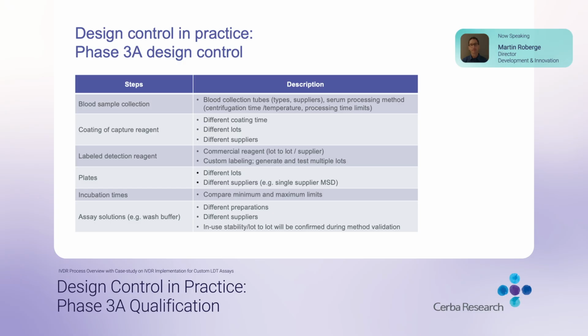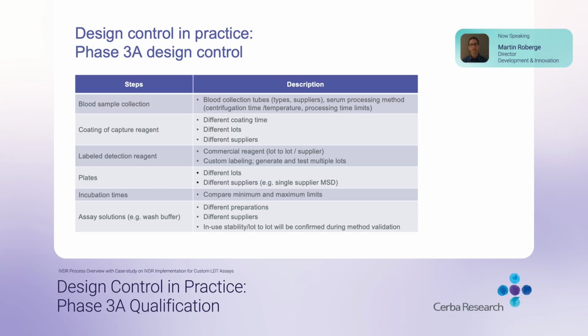Then we have a coating capture reagent. So what are the different coating times that the assay can allow? We need to compare different lots of that capture reagent to make sure that all the results will be consistent through different lots. And then we also need to obviously try to get different suppliers and test different suppliers, because if one supplier doesn't have this reagent anymore, we'll need to move to another supplier, and that can be a real challenge.